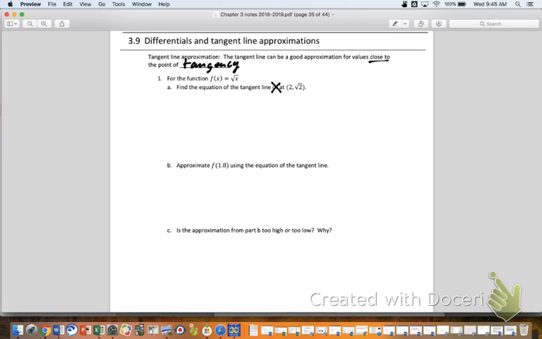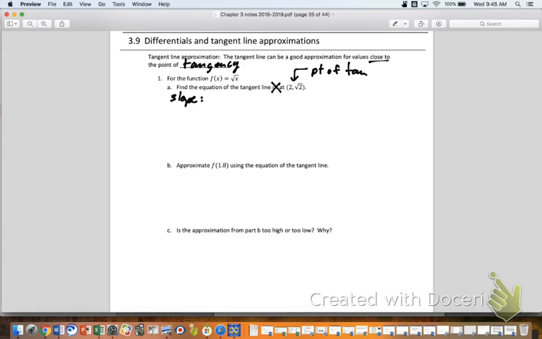I'm feeling a sense of deja vu because I've asked my Algebra 1 students this question like 1,000 times. If you're going to write the equation of a line, what are the two things you have to have? Yeah, the slope of the line and a point on the line. And don't I already have the point? In fact, if we're talking about a tangent line, we need the point of tangency, which is what that is. And we need the slope of the tangent line.